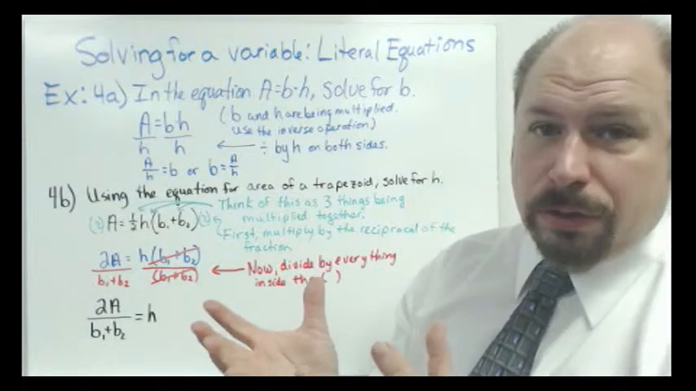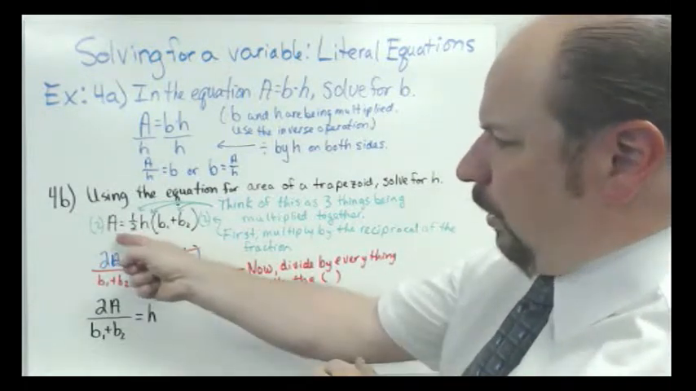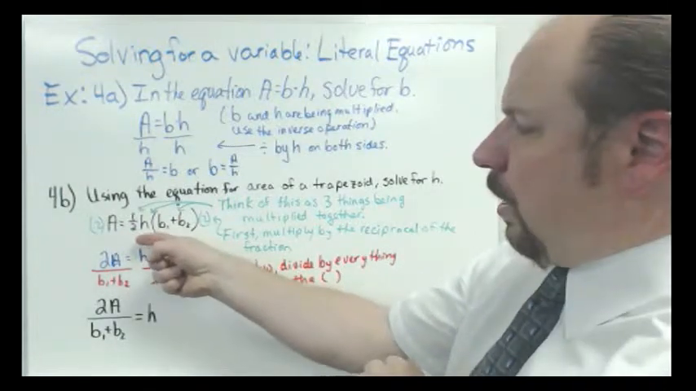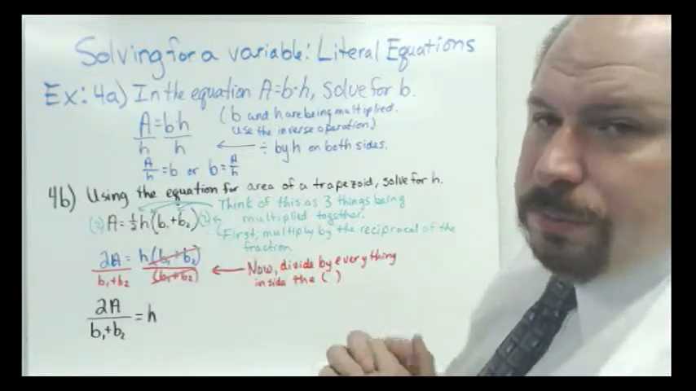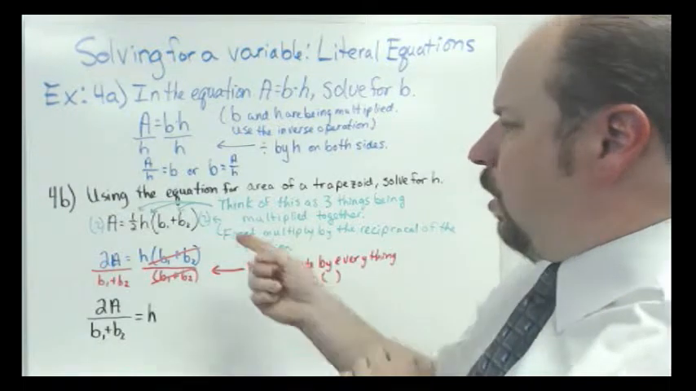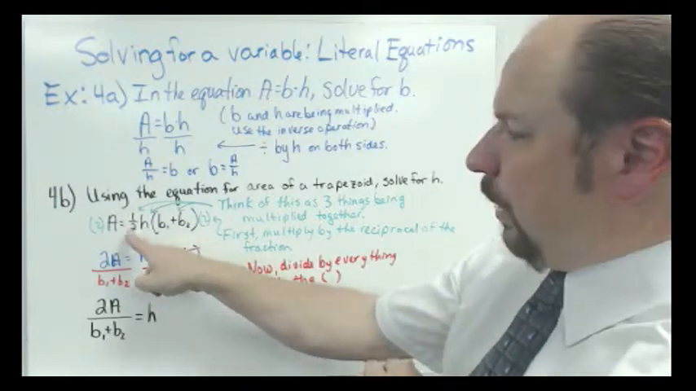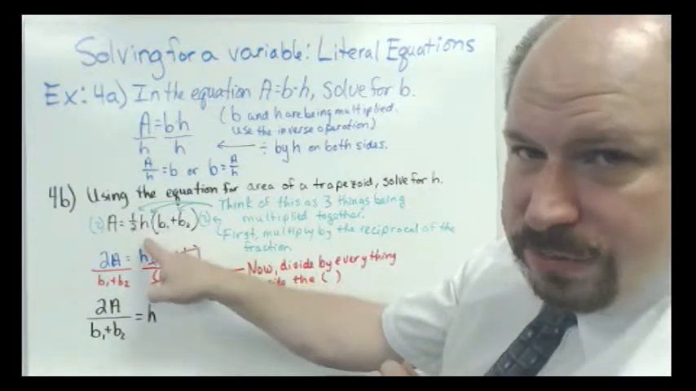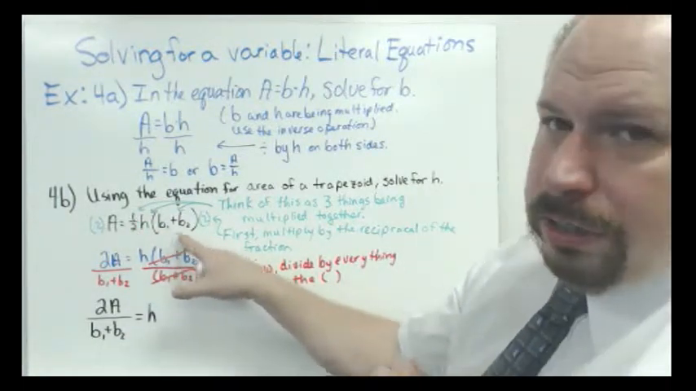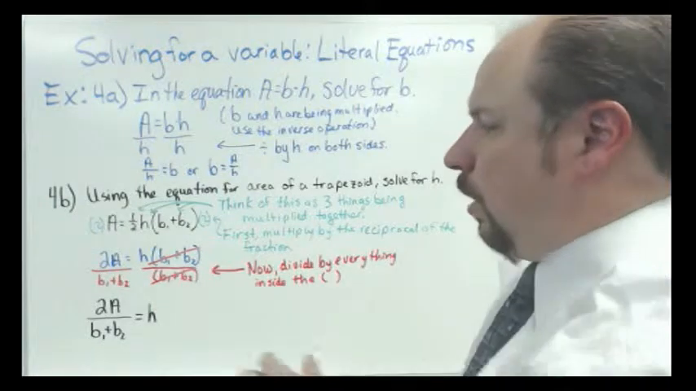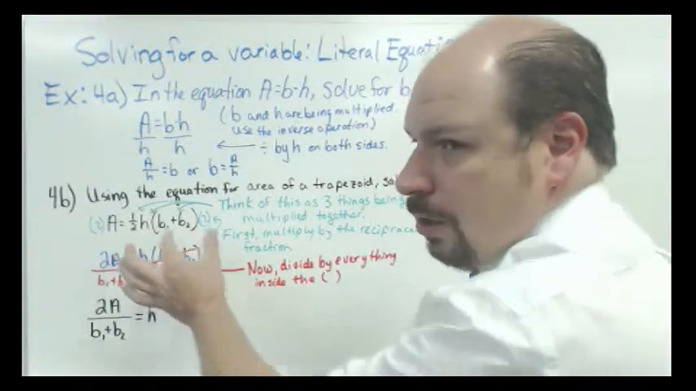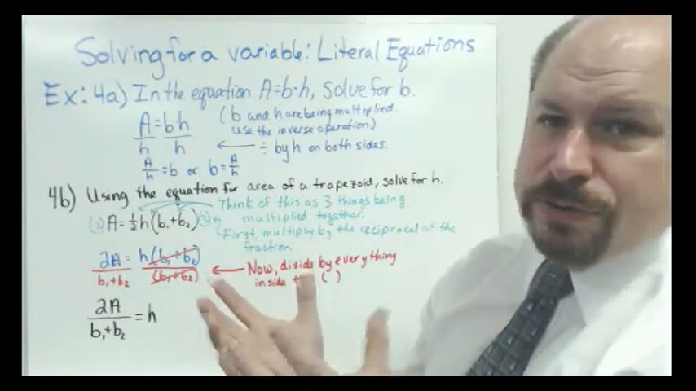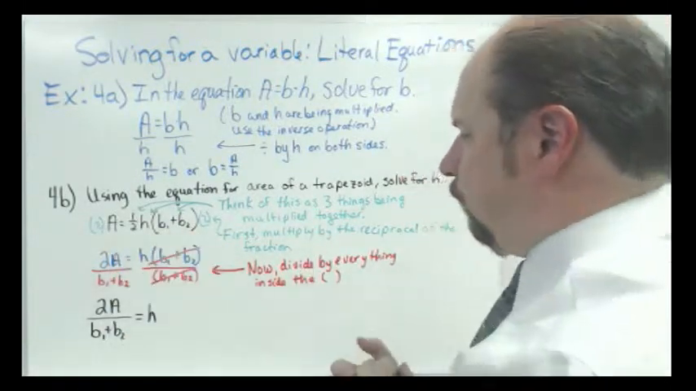Using the equation for area of a trapezoid, solve for H. So this one's going to be a little more complicated. The area of a trapezoid, A equals 1/2 H times the quantity B1 plus B2. You might remember that from geometry. So I want you to think of this as 3 different things being multiplied together. It's 1/2 times H times the quantity B1 plus B2. Okay, so this is all one thing here. If we knew what base 1 and base 2 were, we would just add those together. So this really is just one number here.